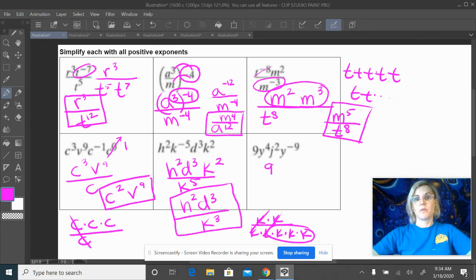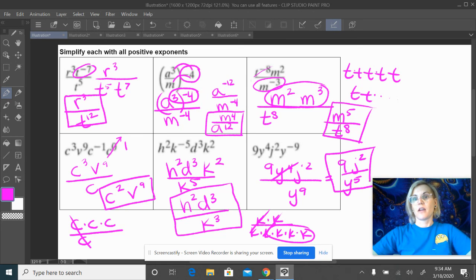All right, last problem in this section, I have 9y to the 4th, j squared, and on the bottom, I have y to the power of 9. Just like the previous one, I have more on the bottom. I'm going to subtract. So these all go away, and I'm left with 5 y's on the bottom, or y to the 5th. And on the top, I have 9j squared. Because none of the bases are the same, I can't do anything else.